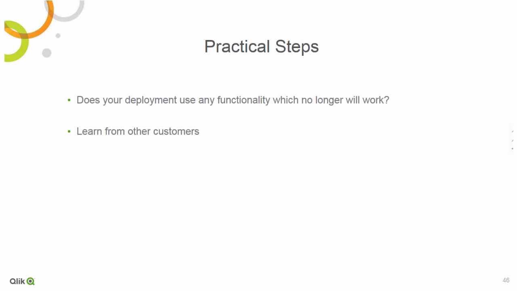So practically what it means for you is, does your deployment use any functionality which won't work? Do you use DMZs? Do you have NASs? Do you have a distributed network? If you do, then what can you do to get around that? Do you have reverse proxies in your environment that you can use? Do you really need to have those nodes in separate environments? Can they be separate ClickSense sites?